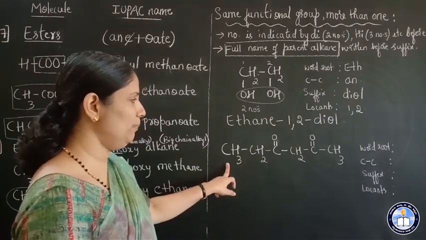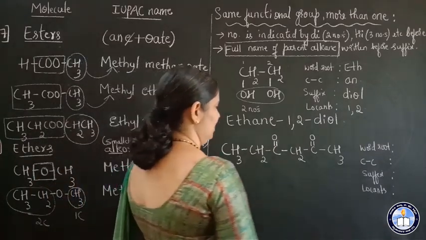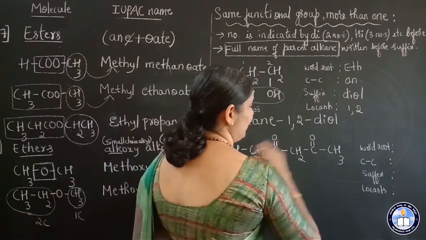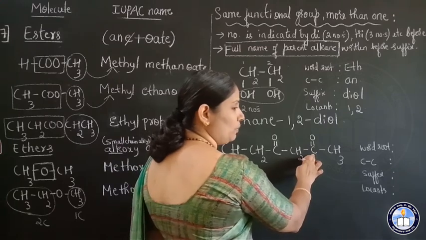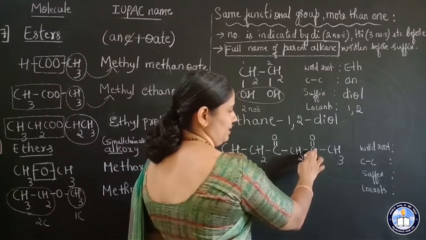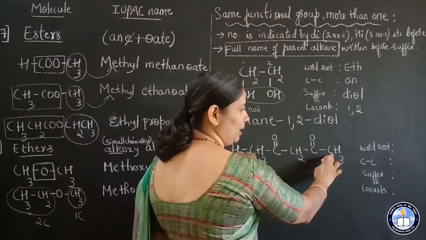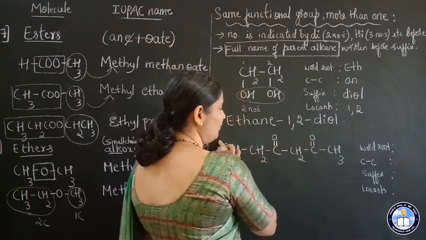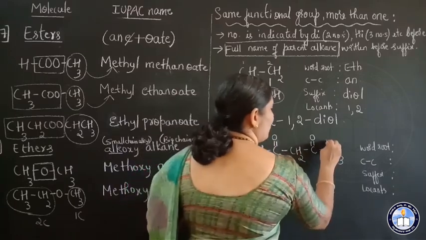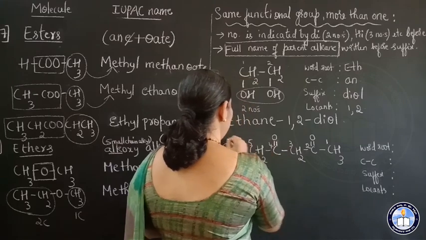Similarly, next compound. So we shall number this parent chain. The functional group should get the lowest number. See this functional group, the CO group. It is attached to the terminal carbon atom. It means that I should start numbering from this end, the right side, not from the left side. So 1, 2, 3, 4, 5, 6.